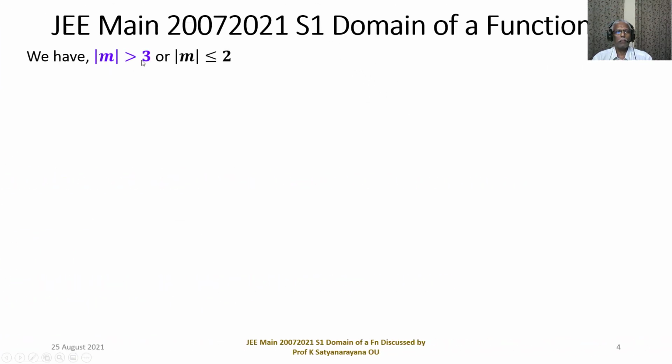We have mod m greater than 3 or mod m less than or equal to 2. If mod m greater than 3, m belongs to minus infinity to minus 3, open interval, union, open interval 3 to infinity. So you have to convince yourself, and you may be knowing because you are using such inequalities and the intervals involved in your study. Mod m greater than 3 will imply m belongs to the open interval minus infinity to minus 3 union open interval 3 to infinity. Mod m less than or equal to 2 will imply m belongs to the closed and bounded interval minus 2 to plus 2. And this is the first statement or the second statement.